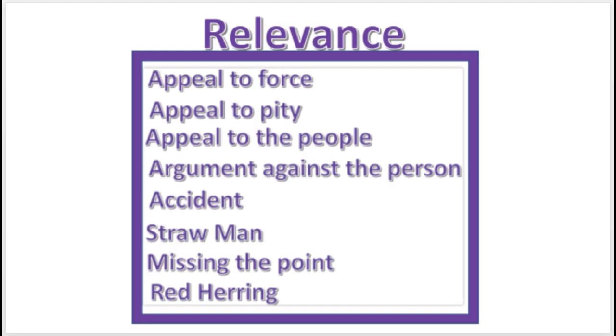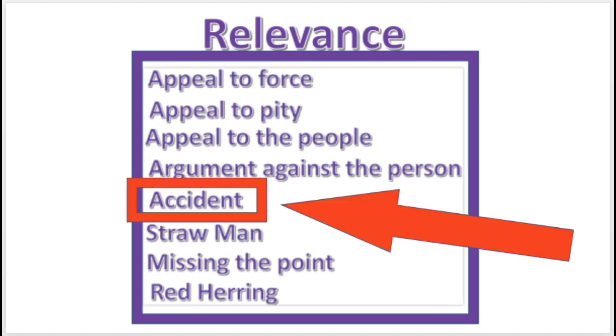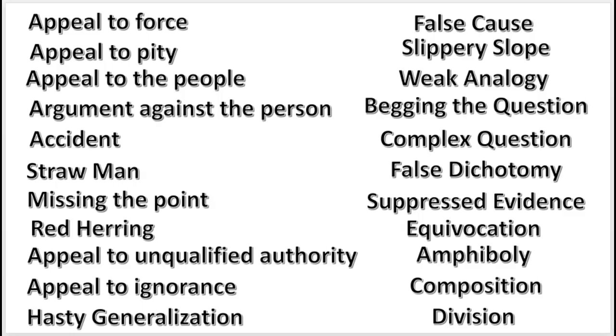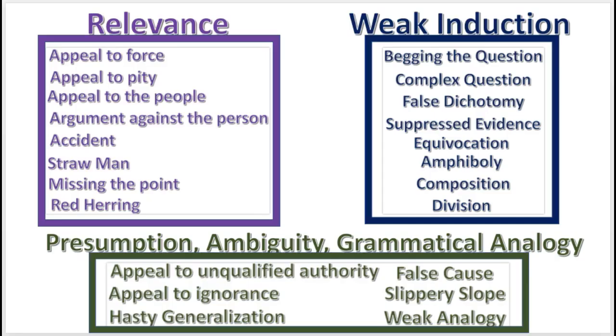Now, this video explains an informal fallacy of relevance known as the accident fallacy. Now, a fallacy is a defect in an argument. Now, this logic series covers these 22 fallacies plus much more. Here, they're divided into three categories.